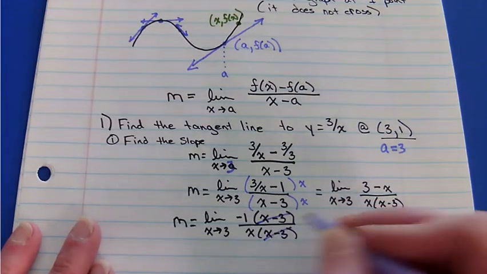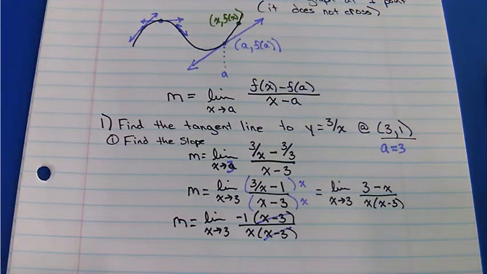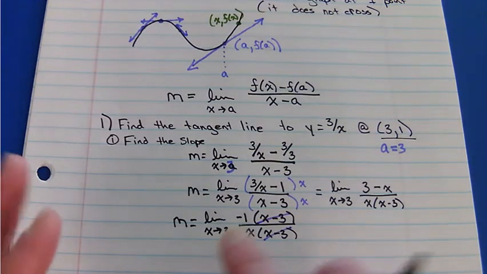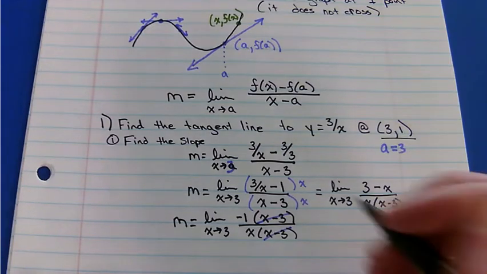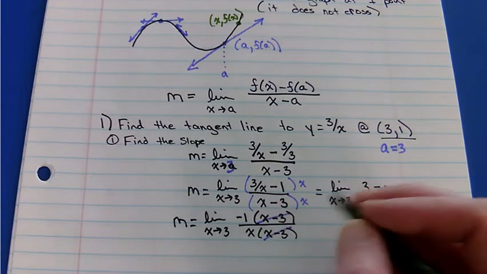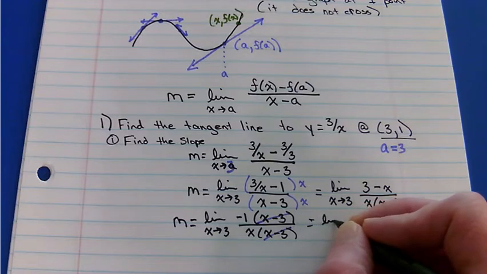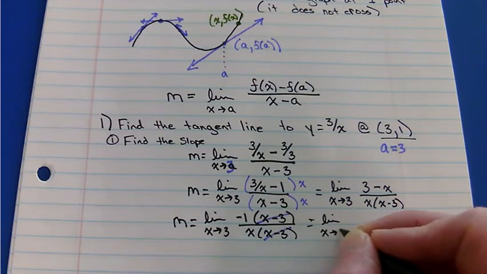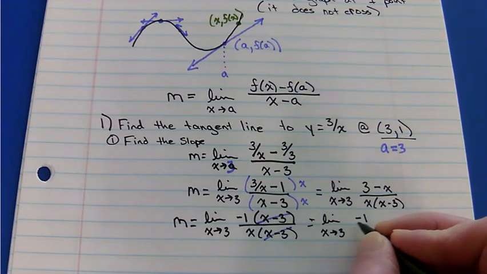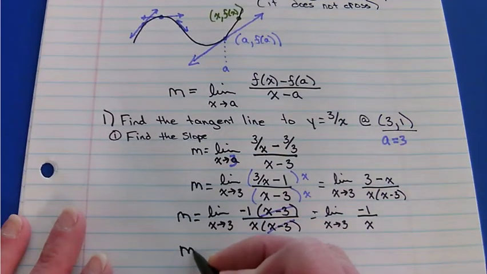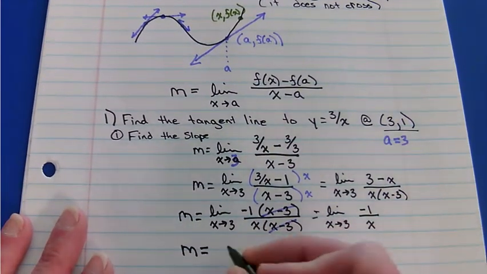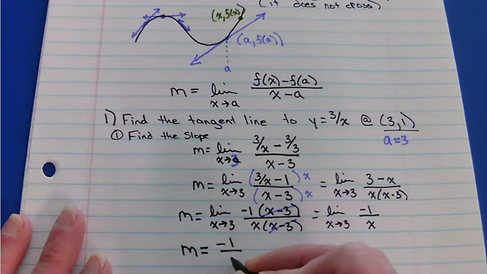then these two can divide out. Remember, because x is not ever really getting to 3, it's just getting super and super close. And I'm going to be left with the limit as x approaches 3 of negative 1 over x. Now I can actually plug in 3. So the slope is going to be negative 1 over 3.